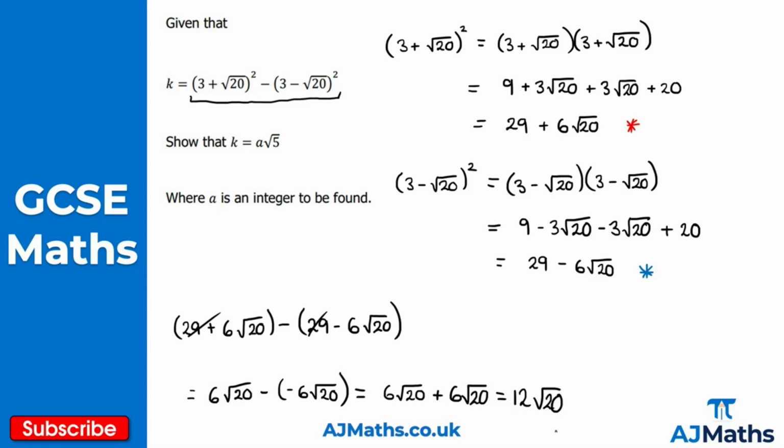But we're not done here because the solution is in the form k is equal to a root 5. Well, what I've got here at the moment is a root 20. So what I need to do is simplify this root 20 here. So I'm going to clear some room at the top here just so we can finish this solution off.